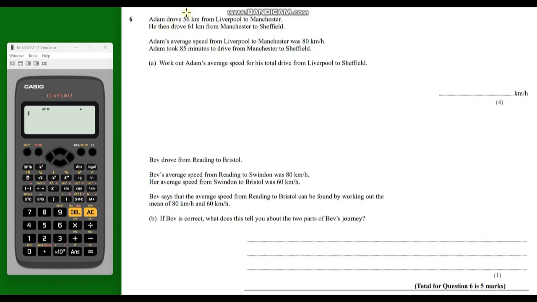Question 6. Adam drove 56 kilometres from Liverpool to Manchester. He then drove 61 kilometres from Manchester to Sheffield. Adam's average speed from Liverpool to Manchester was 80 kilometres per hour, and Adam took 85 minutes to drive from Manchester to Sheffield. Work out Adam's average speed for his total drive from Liverpool to Sheffield.